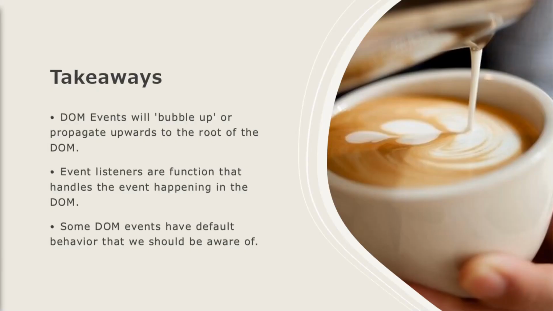And that's it. Key takeaway for this lesson: DOM events will bubble up or propagate upwards to the root of the DOM. This is known as event propagation or event bubbling. Event listeners are functions that handle the event happening in the DOM. We can capture this event by using the addEventListener function on the element. Some DOM events have default behavior that we should be aware of. For example, the submit event will refresh the page, and a context menu event will open up the context menu.